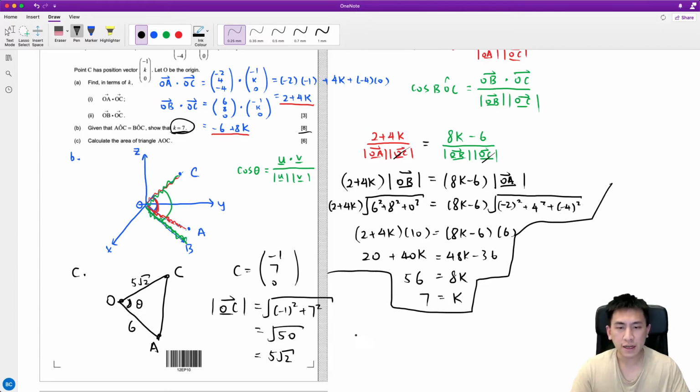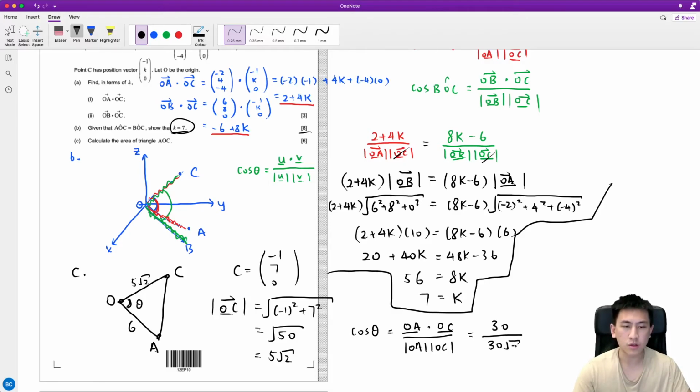So to find angle theta, you can do cos theta would equal to, of course, OA dot OC, which again we already found, divided by the mod of OA and mod of OC. OA dot OC, we got it already. That's 2 plus 4k. Now that we know k is 7, that's 2 plus 4 times 7, which is 30. Out of OA, we got it. OA was 6, and then OC was that, so that's going to be 30 root 2. So that's going to be 1 over root 2.